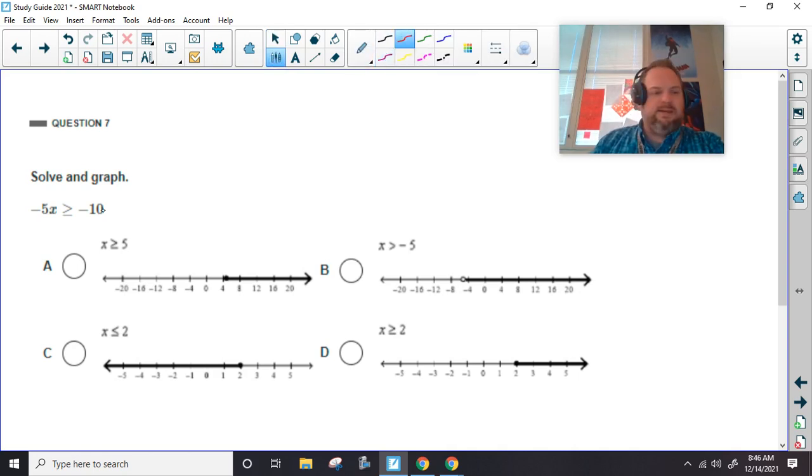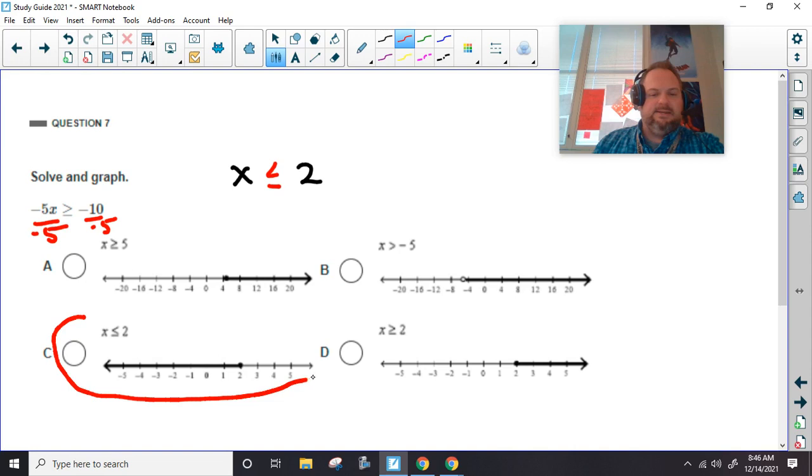So right here, we'd have to divide by -5. Yep. So that would flip the sign. So we're looking for, for me, this one's C. And then for y'all, it would be B. When you multiply or divide by a negative, you flip the sign.